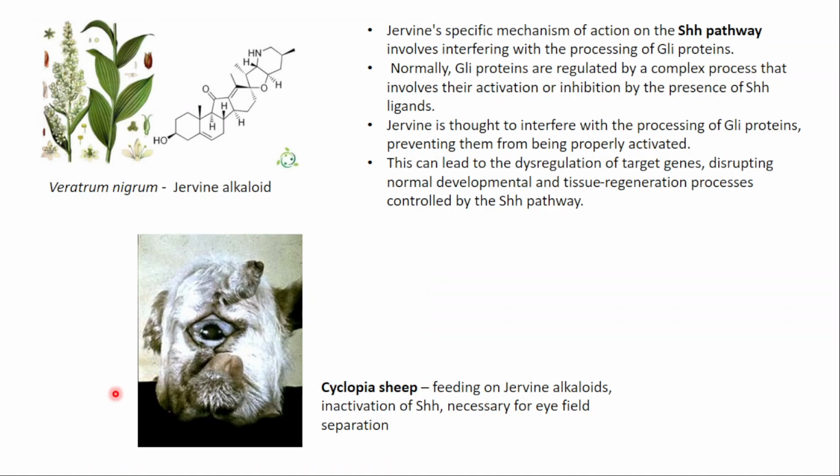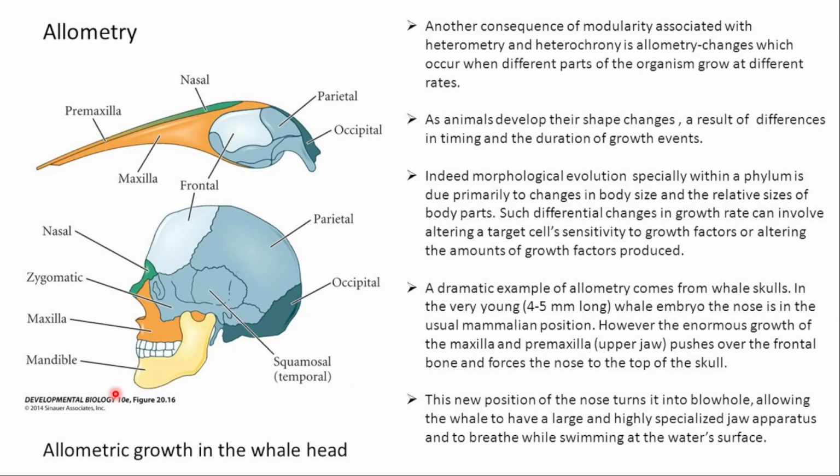Okay, so next we move on to allometry. So this was the second option, the second match, allometry and whale maxilla. So what is allometry in whale maxilla? It is a consequence of modularity associated with heterometry. Heterochrony is allometry changes which occur when different parts of the organism grow at different rates.